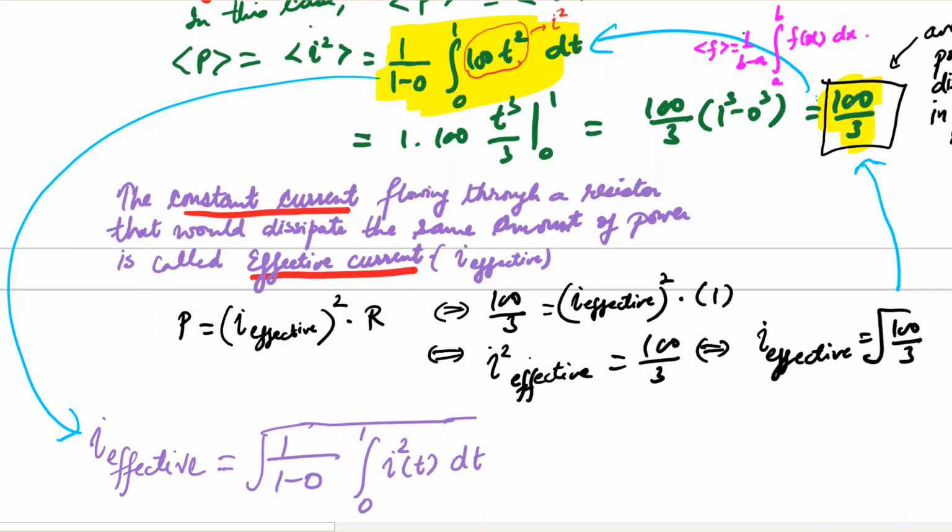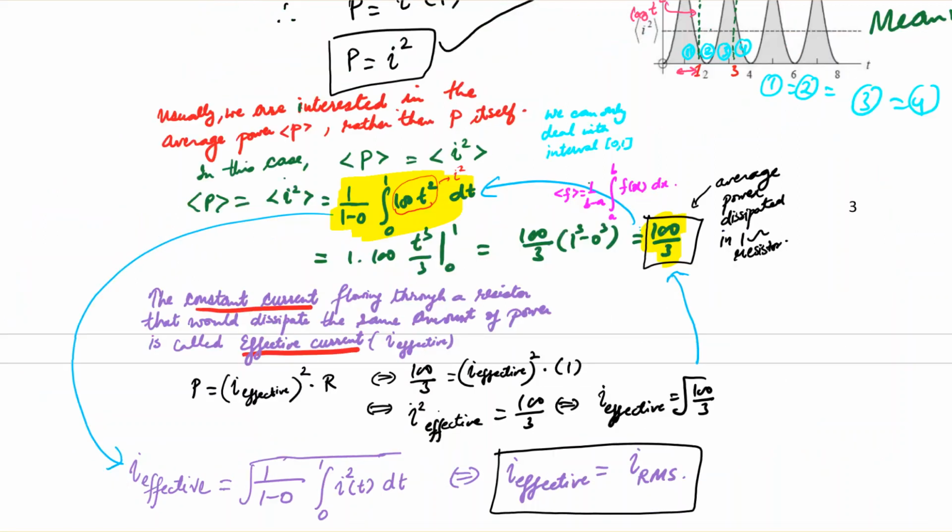If we look closely, this is our root mean square value of the I function. So it means effective current is equal to the root mean square value of the current function. From this example, it is clear that the effective current is always equal to the root mean square value of the current. I hope that makes sense.